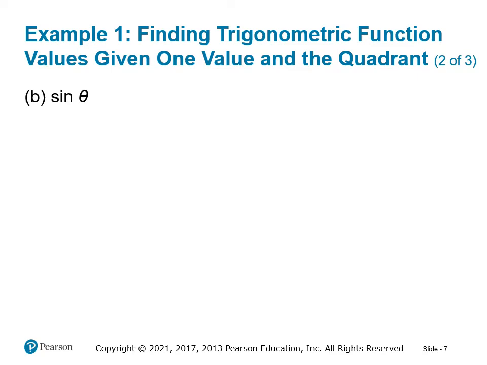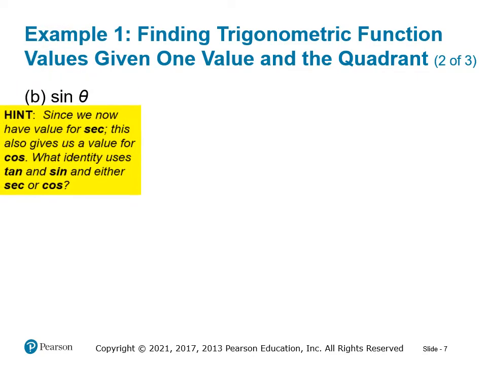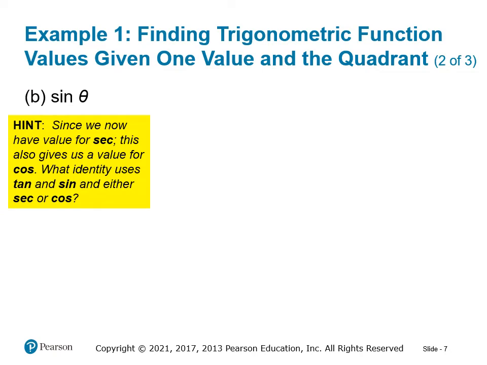Sine. So now we're using that same value of tangent given to us, but now we have not only the value for tangent, we also have the value for secant. And of course, if we have the value for secant, this also gives us the value for cosine, its reciprocal. So now we're going to ask what identity uses tangent and sine and either secant or cosine.